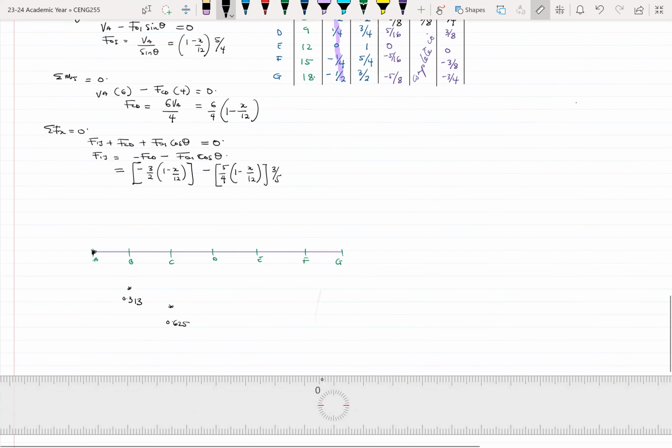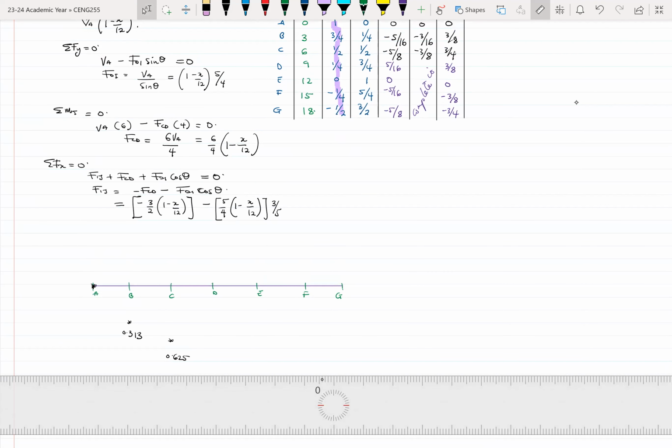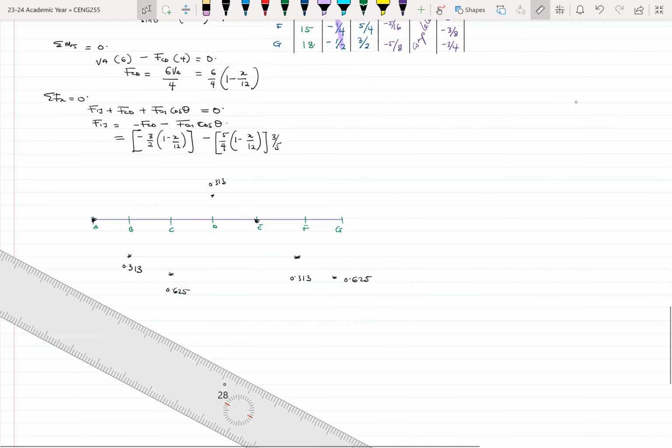Then at D, it comes up here to be 0.313. Then it goes to 0 again. Then it comes to minus 0.313. Then it comes up again to 0.625. Okay, so you have this funny shaped diagram. All right, let me just see how best I can draw everything to look nice.